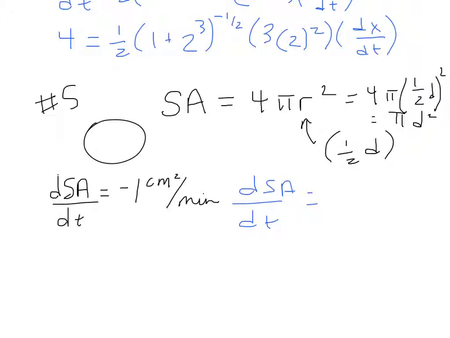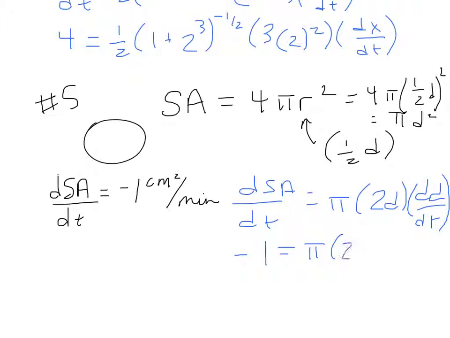Got it. So then once you have pi d squared, the derivative is just pi times the derivative of d squared, 2d times dd/dt. Good. Negative 1 equals pi times 2 times d times dd/dt. What's our d? 10. Yay. And now we're golden. Okay? Questions?